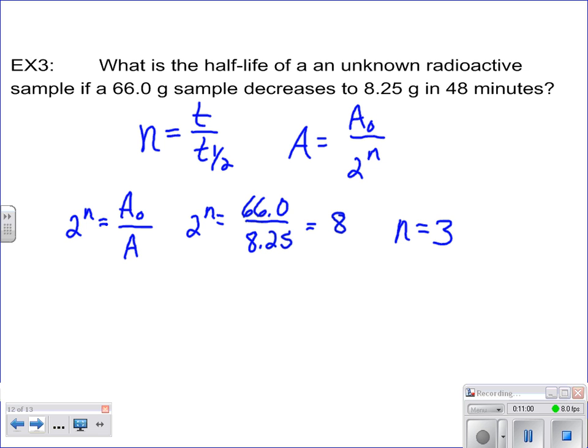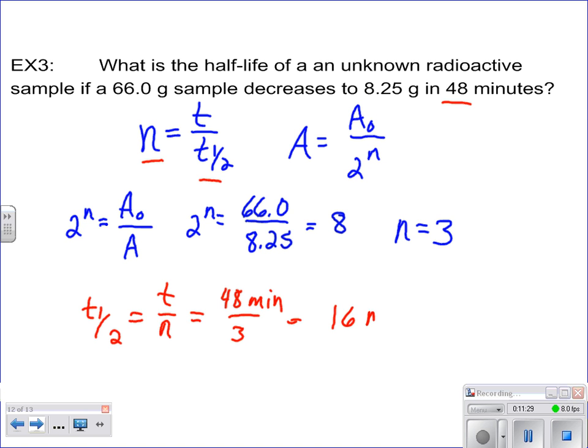And so now we can just go ahead and plug that into our first formula. We know n, and then we're looking for half-life, and we know the amount of time is 48 minutes. So we can say that the half-life, that's what we're looking for, is equal to t divided by n. So that's going to be the amount of time that passes by, 48 minutes, divided by 3 half-lives. So that's going to be equal to 16 minutes.